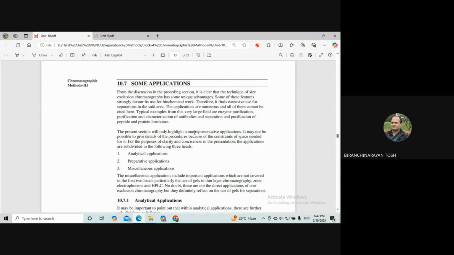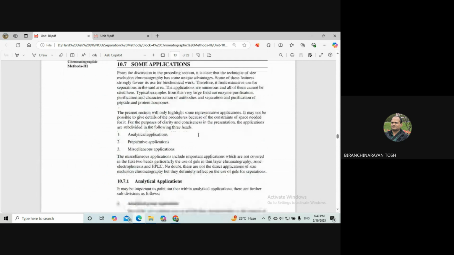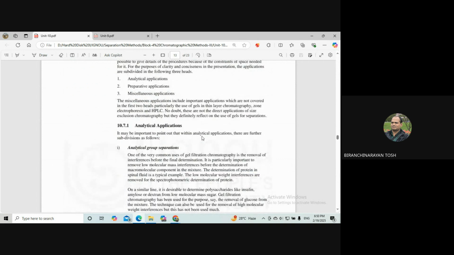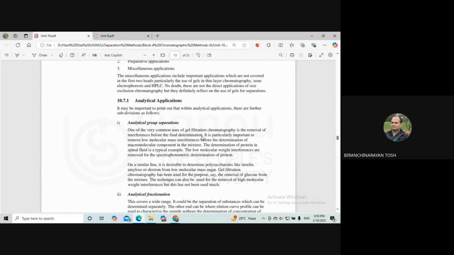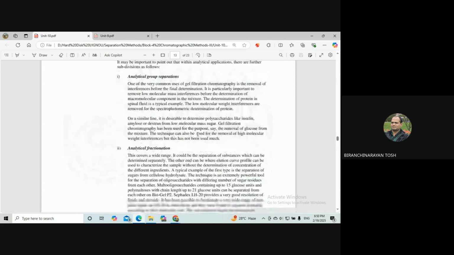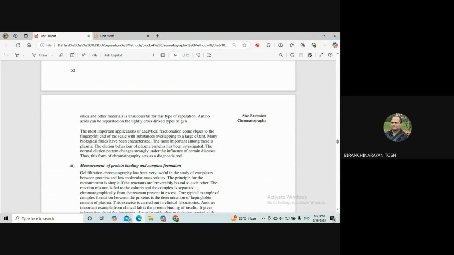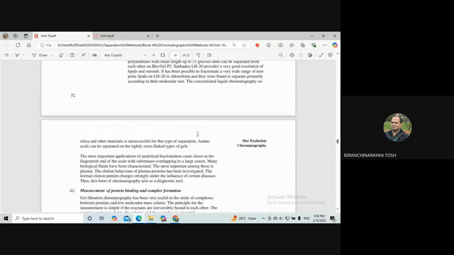So the applications, in a broad sense, can be categorized into three: analytical application, preparative application and miscellaneous application. Then in analytical application, we have analytical group separation, analytical fractionation, measurement of protein binding and complex formation, and determination of molecular mass. These four categories are there.